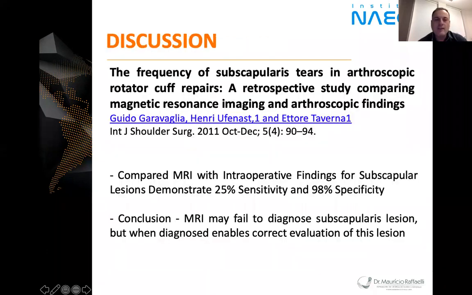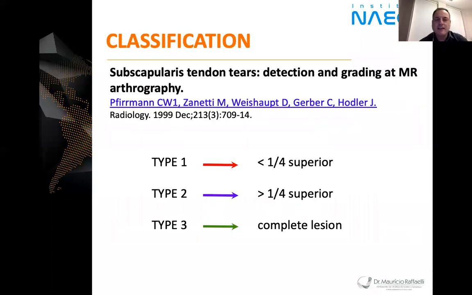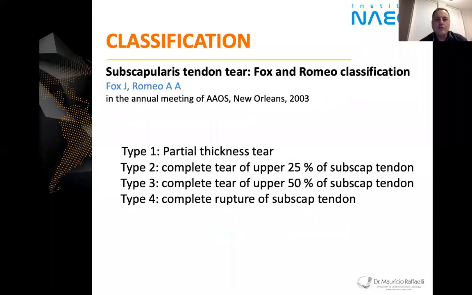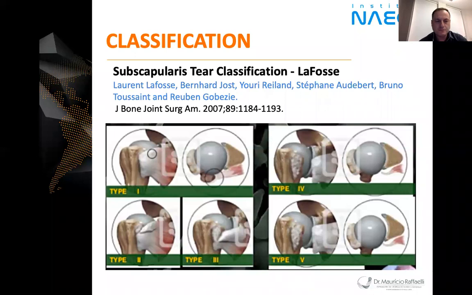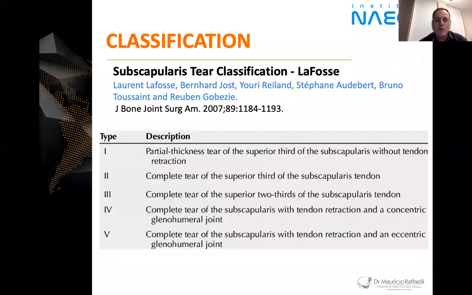This article showed that MRI sensitivity can be low to diagnose subscapularis tears, but with high specificity, which means that we should always look for lesions of the subscapularis in our shoulder arthroscopies. Fox and Romeo's classification of subscapular injuries came from Pfirrmann's in 1999, modified in 2003. And Dr. Lafosse complements this classification with the retraction of the subscapularis associated with loss of anterior stabilization.